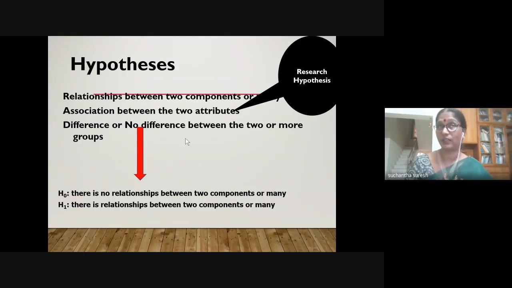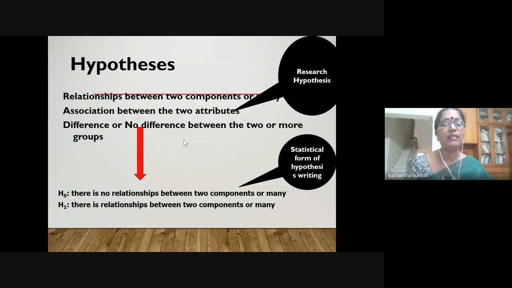But if I put it in this form, that there is no significant relationship between two components or many, that is called the null hypothesis. And if I put it as there is a significant relationship between two components or many, that is H1. This is called the statistical form of hypothesis writing.